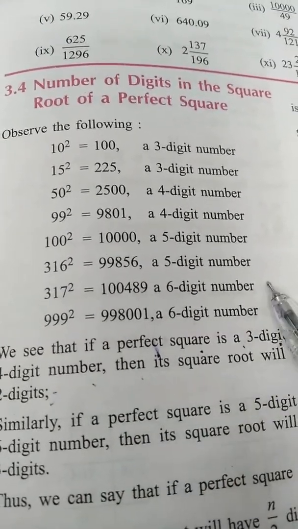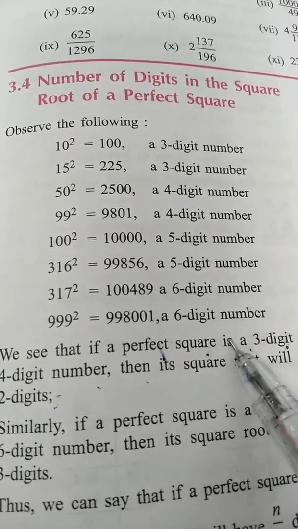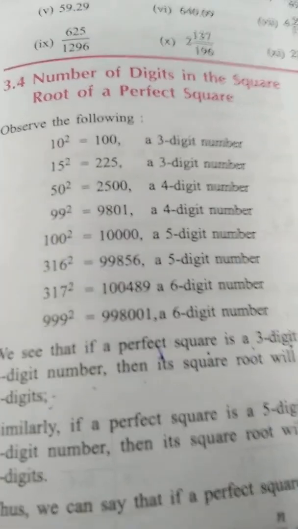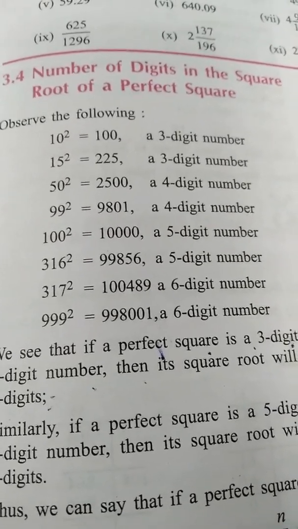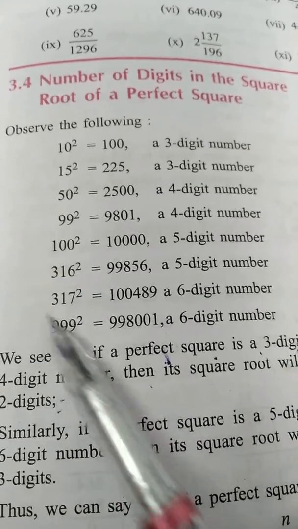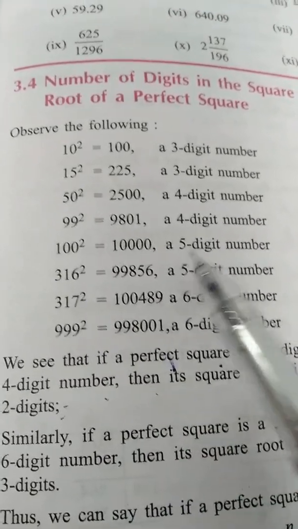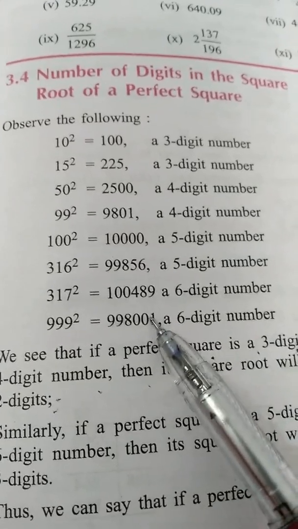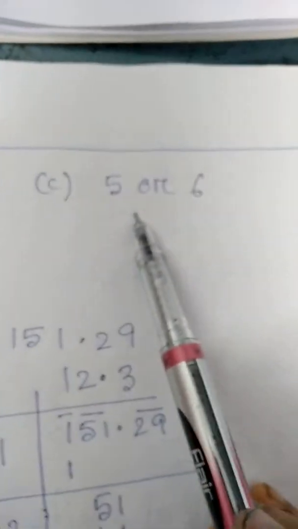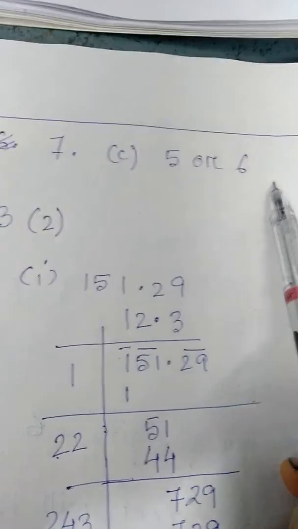And if it is 6 digits, it is an even number of digits. So the formula is n by 2 digits in the square root. That is 6 by 2, which is 3. So it is also 3 digits. So if the square root has 3 digits, the perfect square can have 5 digits or 6 digits. Understood? So the answer to question number 7 is 5 or 6.